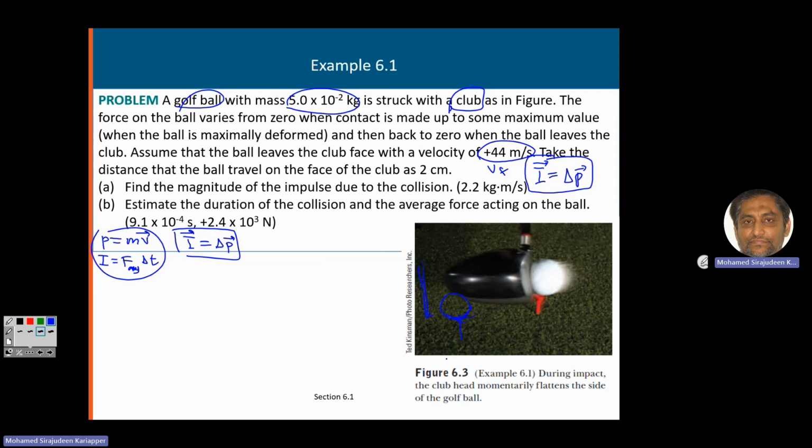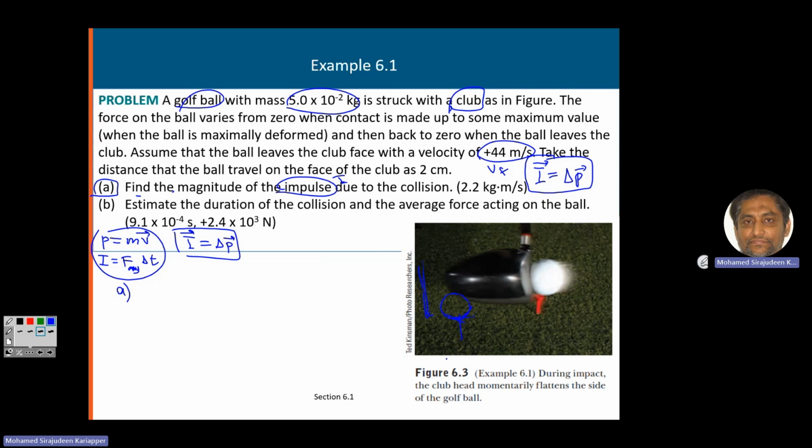So in the question, initial momentum is given, final momentum is given. Then the first question is, find the magnitude of the impulse. We are asked to find the impulse. So how can I find it? First thing, you have to go for the definition, right? That is a natural thing to do.